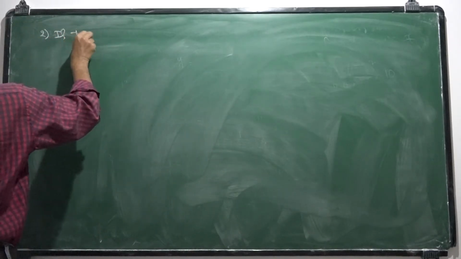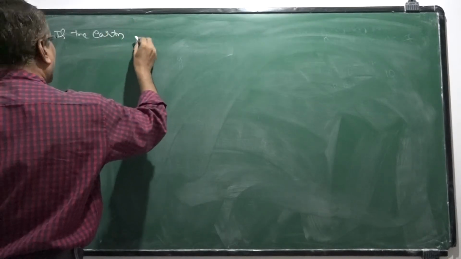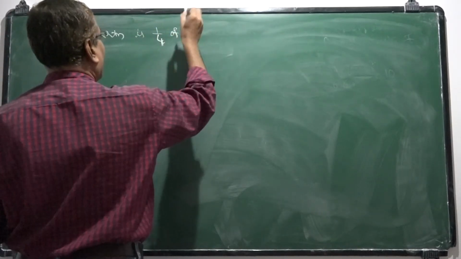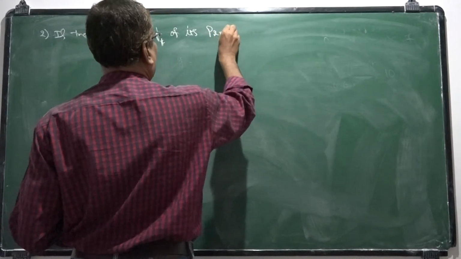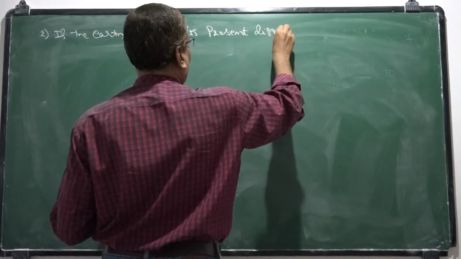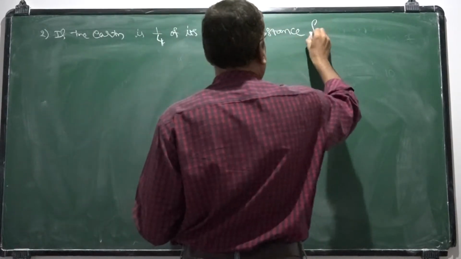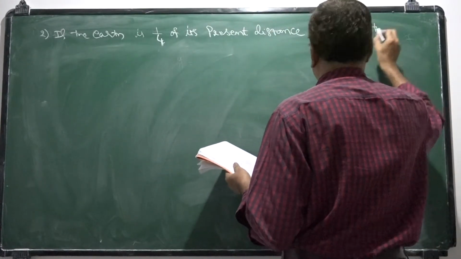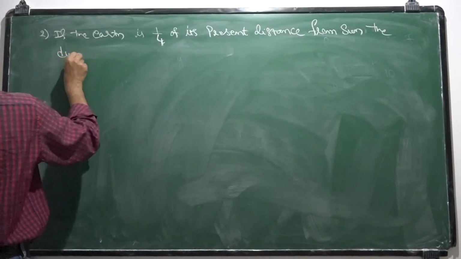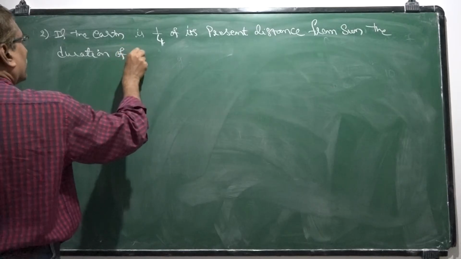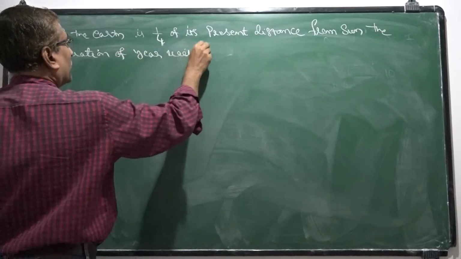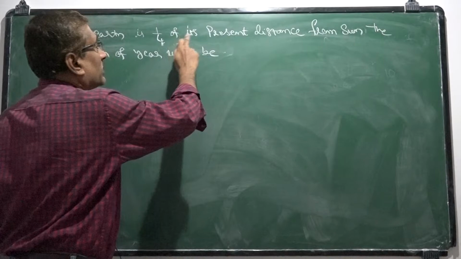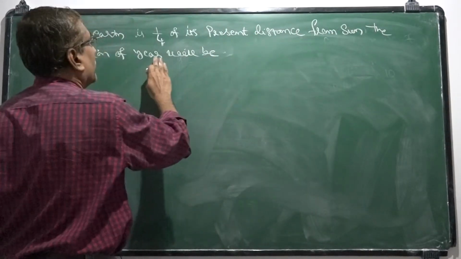If the earth is 1/4 of its present distance from the sun, the duration of the year will be what?